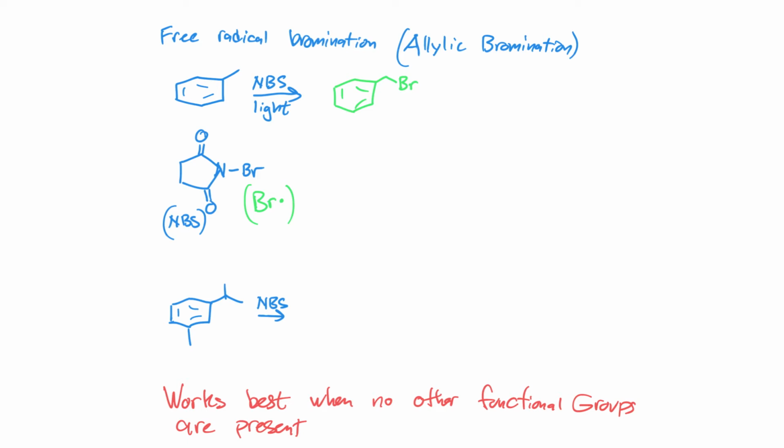So how does this work? Well, it is a radical mechanism, which means we're dealing with one electron at a time, and so we're going to draw some single-headed arrows here. NBS, in the presence of light, will dissociate into these two radical species.